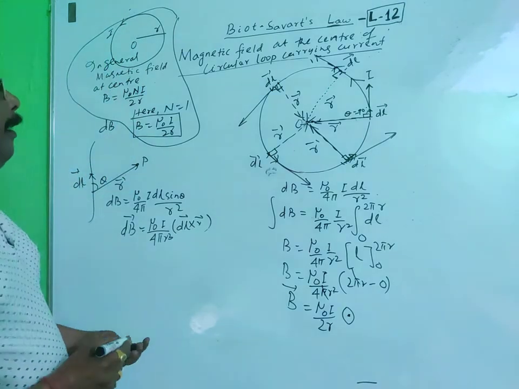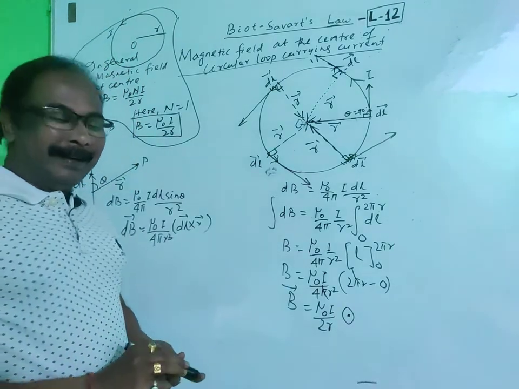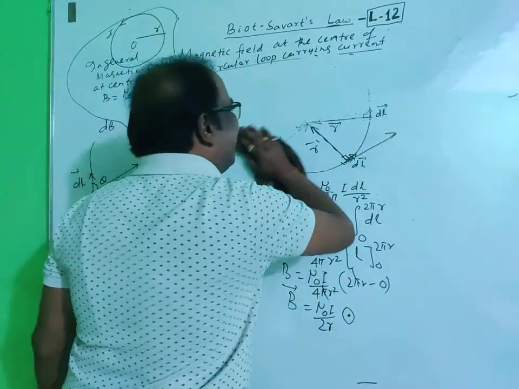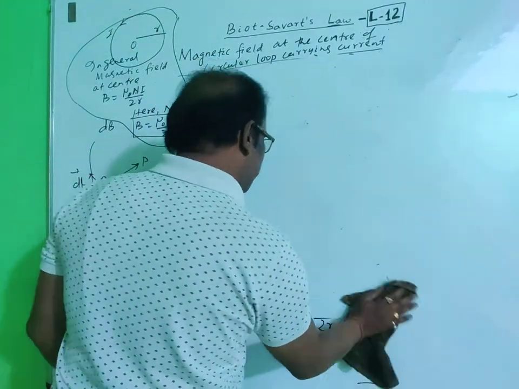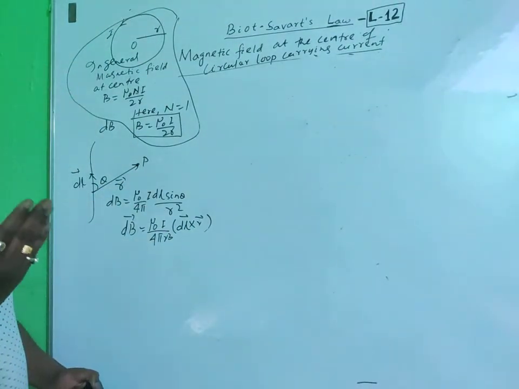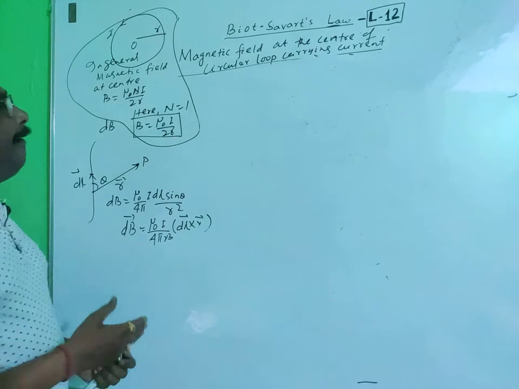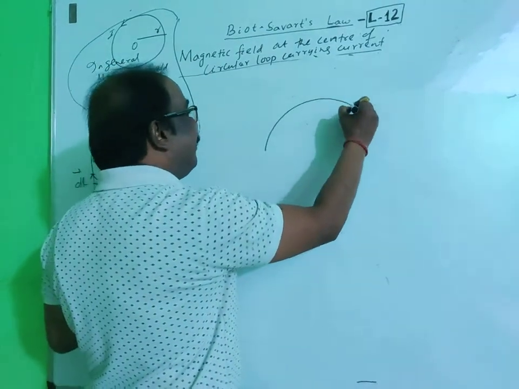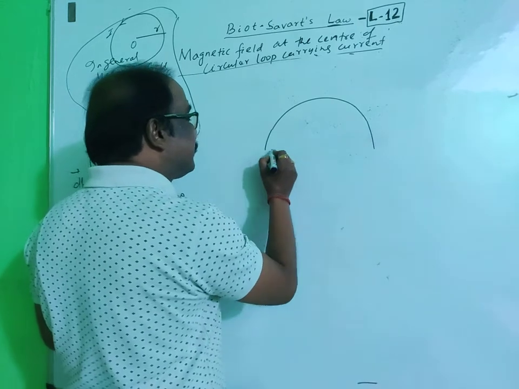Okay, then let's find different cases. Can I erase it now? Okay, suppose it is given to get the magnetic field due to a semicircular loop. A semicircular current carrying conductor. This is a semicircle.